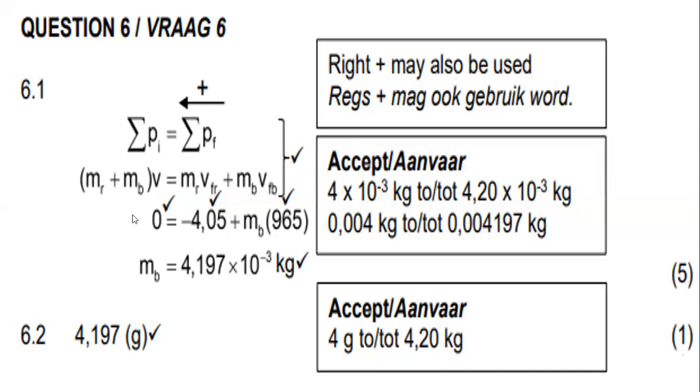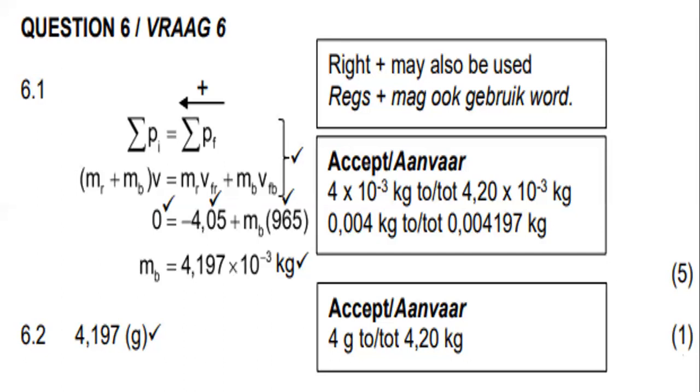1 mark for the formula, 1 mark for the substitution before the collision, 1 mark for substituting the final momentum of the rifle, 1 mark for working with the momentum of the bullet, and 1 mark for the final answer with units altogether. 5 marks, definitely is that one.